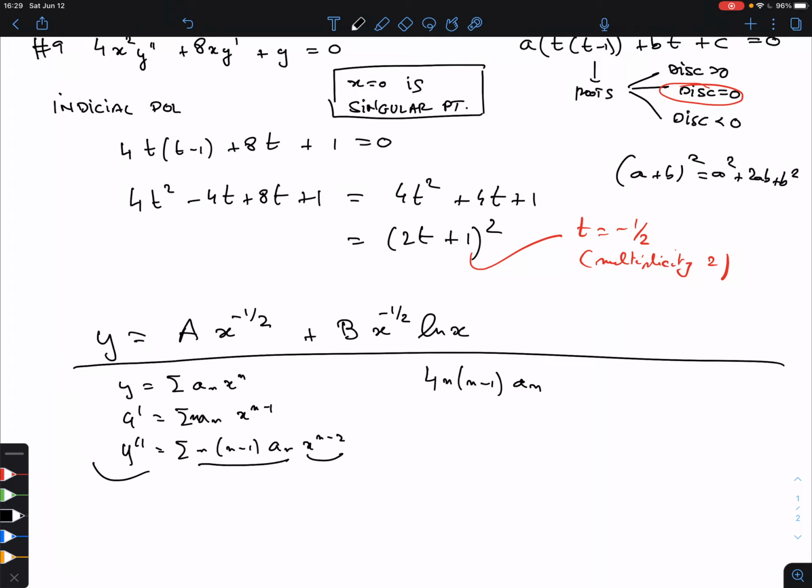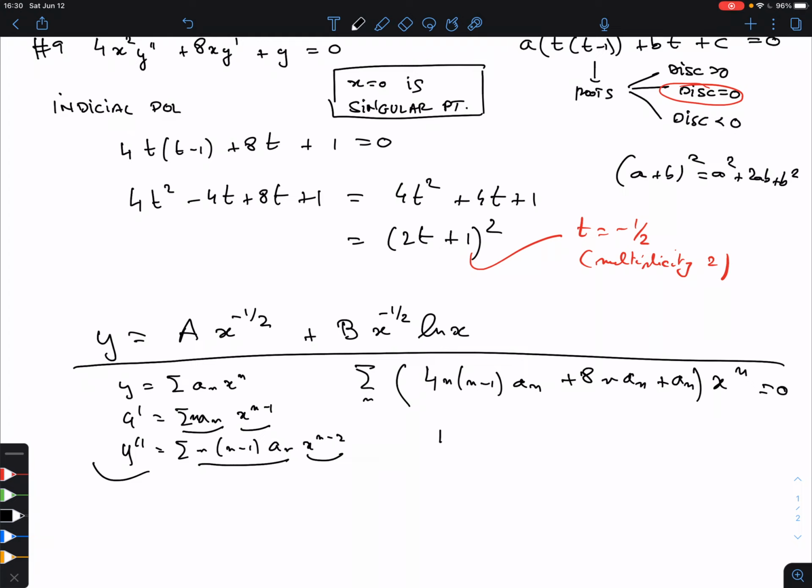That's what these Euler equations do. Plus 8 times n a_n, right? 8 times the x goes there, and the rest is there, the x to the n. So I'm going perhaps a little bit fast, but I mean to say this is the coefficient of x to the n. And so here we have just a_n, and this has to be equal to 0.